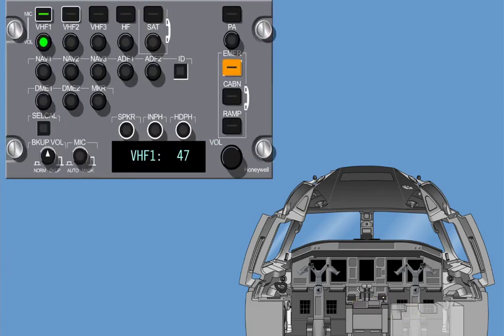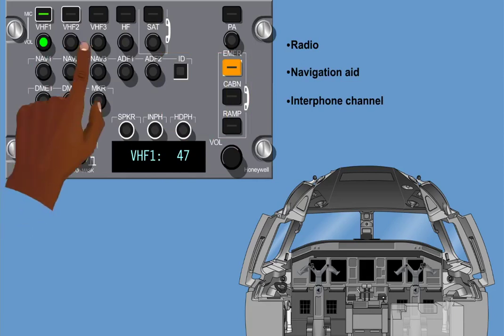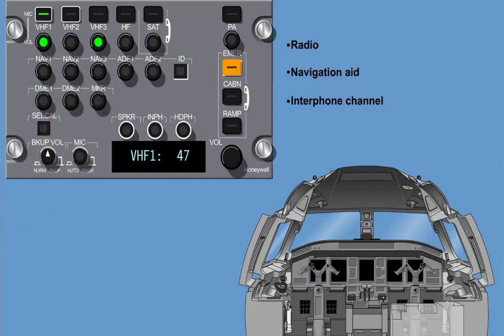The microphone selection buttons enable the pilot to speak from any radio. A light illuminates inside the button to indicate that it is pressed. Only one microphone selection button can be selected at a time. The audio selection buttons enable the pilots to listen to any radio, navigation aid, or interphone channel. A light illuminates inside the button to indicate that it is pressed. Any number of selections can be made simultaneously.